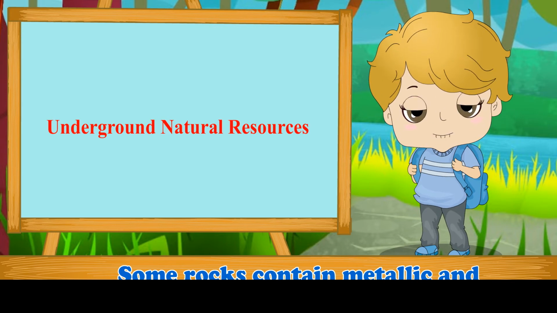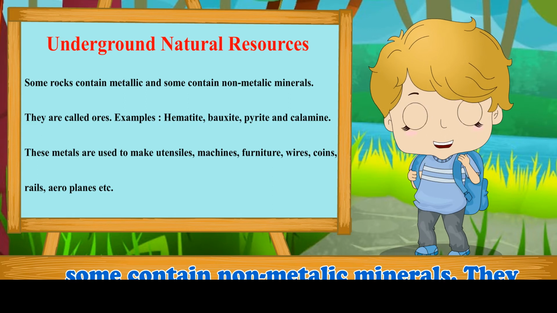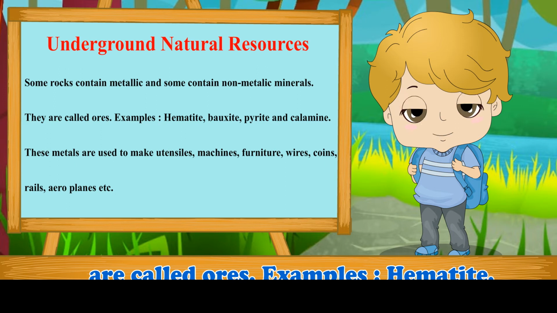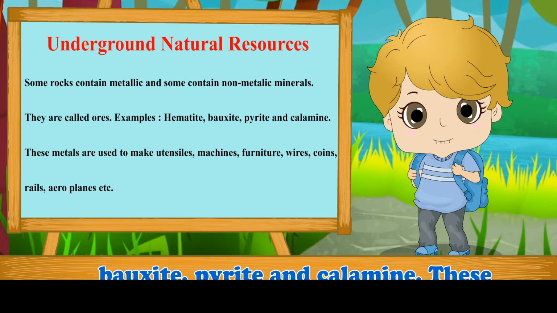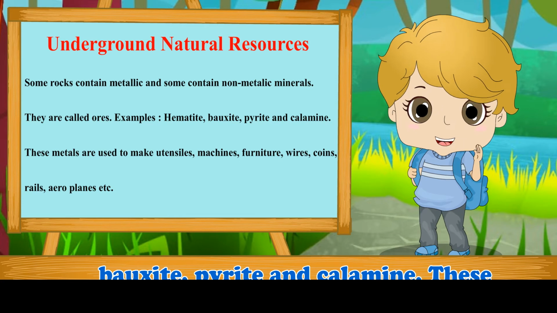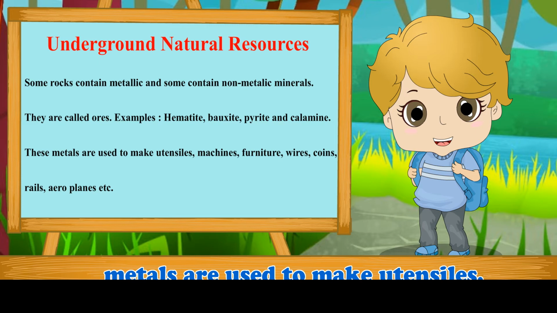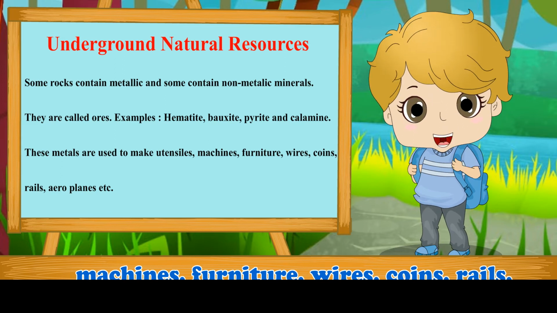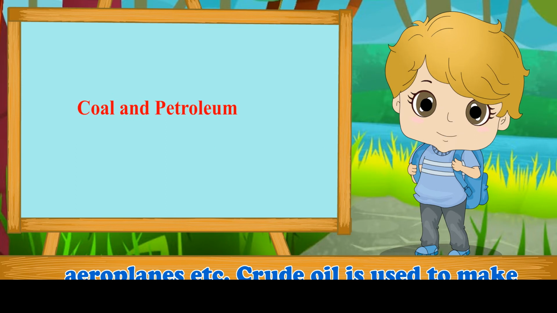Underground natural resources. Some rocks contain metallic and some contain non-metallic minerals. They are called ores. Examples: hematite, bauxite, pyrite, and calamine. These metals are used to make utensils, machines, furniture, wires, coins, rails, aeroplanes, etc.